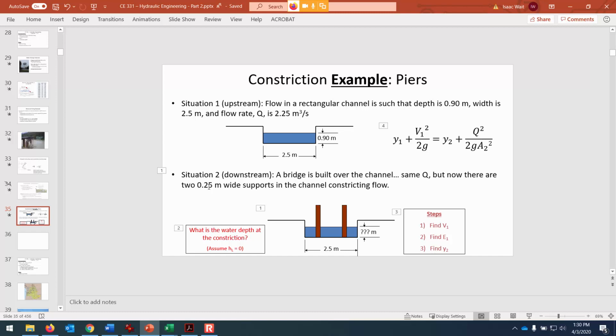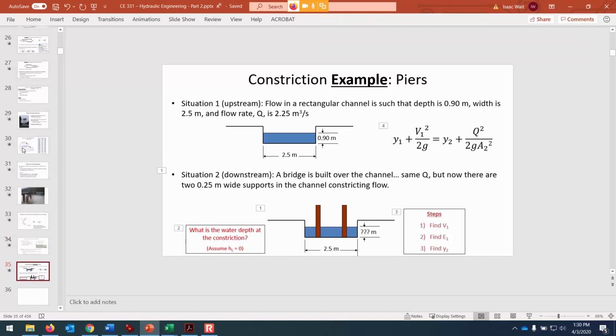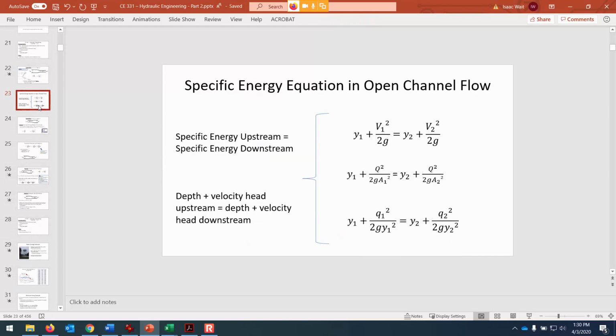I'm going to pause from talking, and I'd like you to go through the process of upstream, calculate what's the flow velocity. So here in the steps you can see that the first step is to find V1. The second step is to find E1. Now, I've given you this version of the specific energy equation, and this is basically adapted from what I showed you in class previously, where the specific energy upstream is equal to downstream, and that can be in terms of the velocity head being V, it can be in terms of Q or lowercase q, or some combination of those.